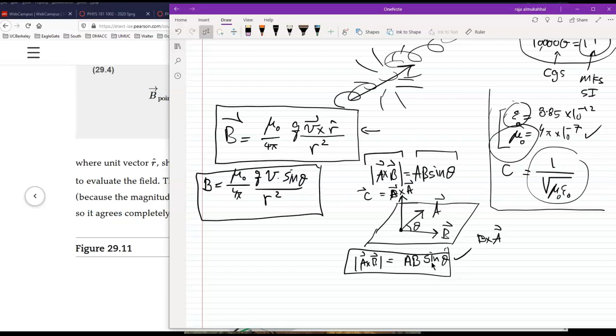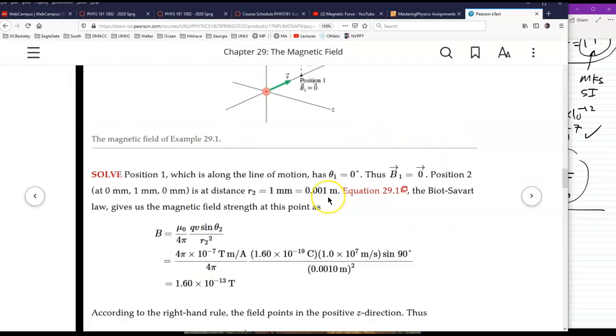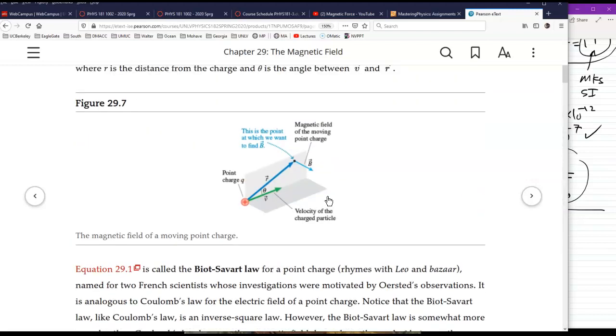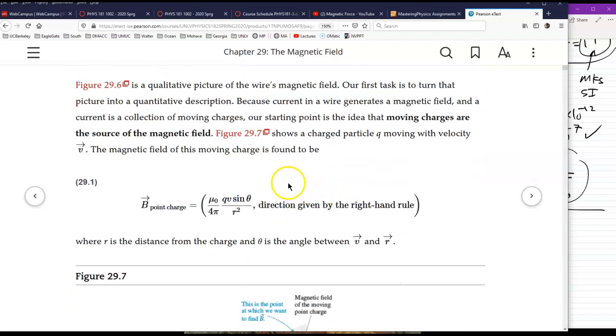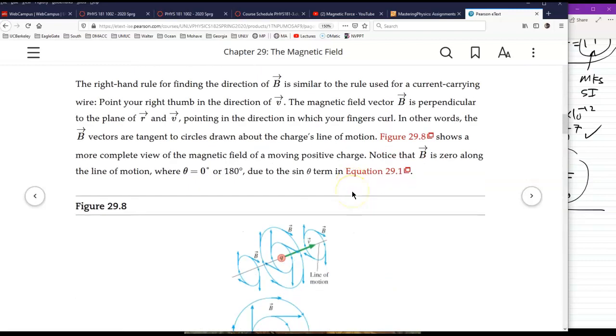You got it? That's basically the first formula that I showed you. Can I find it quickly? Formula 29.1, the first equation. There it is, right here. So you see that sine. That's the reason for that sine, because you take the right side of that vector equation. Got it? Okay.